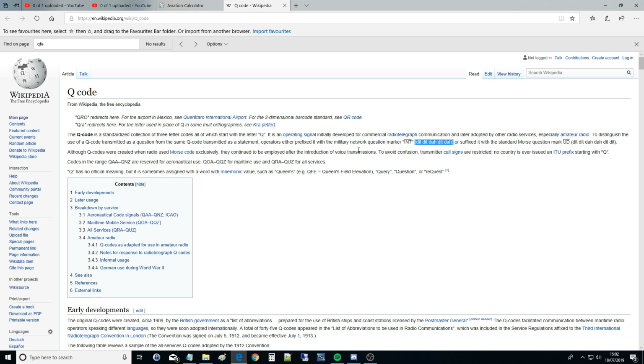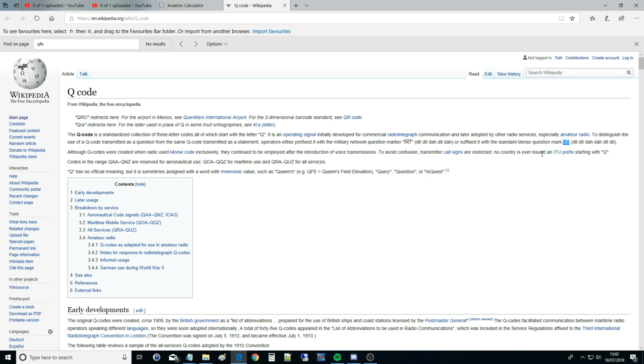This is where Morse code is the main way of transmitting, and that's why we've got these 3-letter abbreviations, so you didn't have to write out a whole sentence in dits and das. Or suffixed with the standard Morse question mark UD, dit dit da da dit dit. Although Q codes were created when radio used Morse code exclusively, they continued to be employed after the introduction of voice transmissions. To avoid confusion, transmitter call signs are restricted.